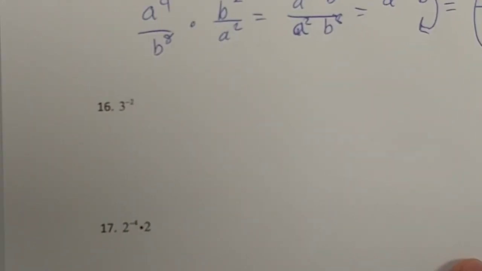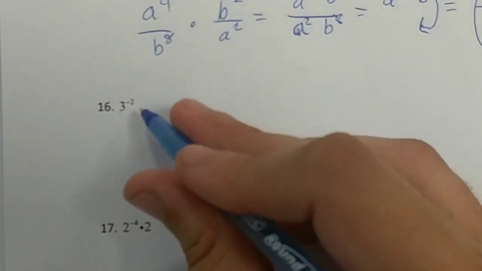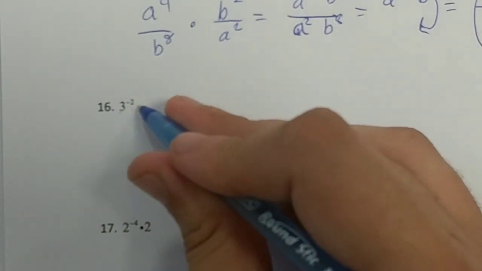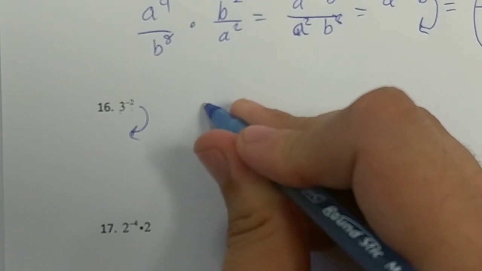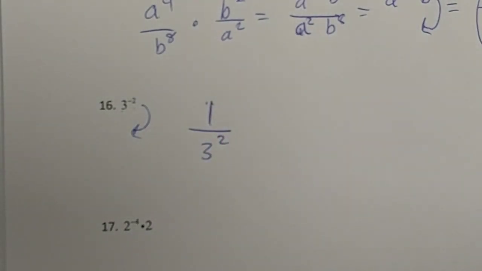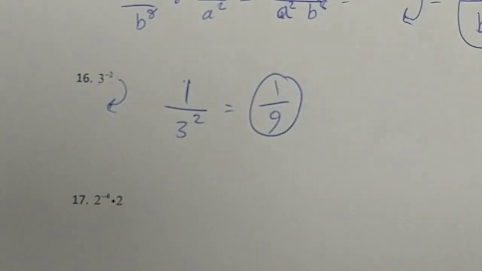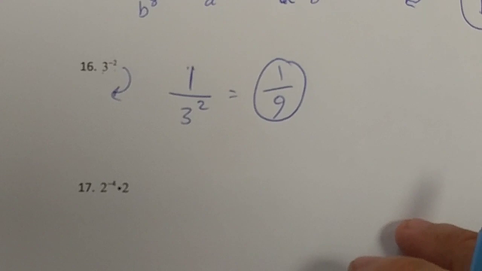Let's go on to the next one. 3 to the negative 2 power. So 3 to the negative 2 power, in order to make it a positive exponent, I move it down to the basement. And since there's nothing on top at the moment, you just put a 1. And then 3 to the 2nd power is 9. So 1 over 9, I should say.